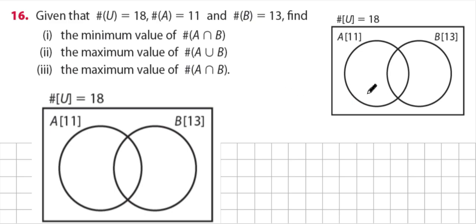Extreme circumstance number 1. 11 people on the outside. 13 people on the other side. No intersection. Is this allowed? Put your hands up. Do you think if it's allowed or not? Yes, sir. What do you think?